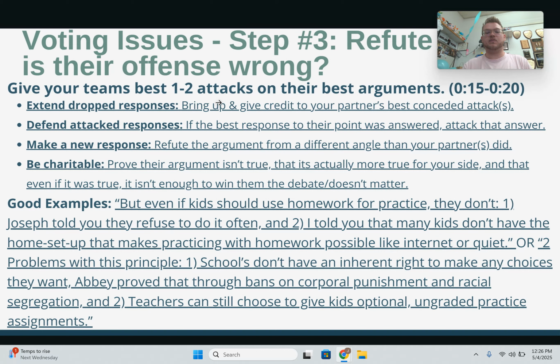Some good examples of this would be: but even if kids should use homework for practice, they don't. One, Joseph told you that they refuse to do it often. And second, I told you that many kids don't have the home setup that makes practicing with homework possible, like internet or quiet space. Another good example would be two problems with this principle. First, schools don't have an inherent right to make any choices they want. Abby proved that through bans on corporal punishment and racial segregation. And second, teachers can still choose to give kids optional ungraded practice assignments. So you're just reminding the judge of the two reasons why their winning ability on this voting issue is gone.